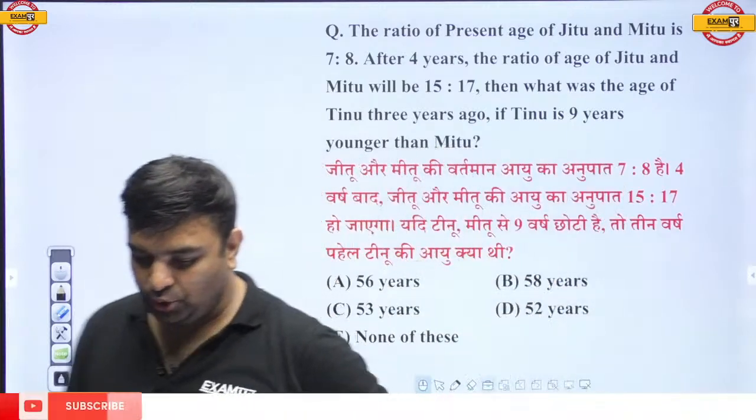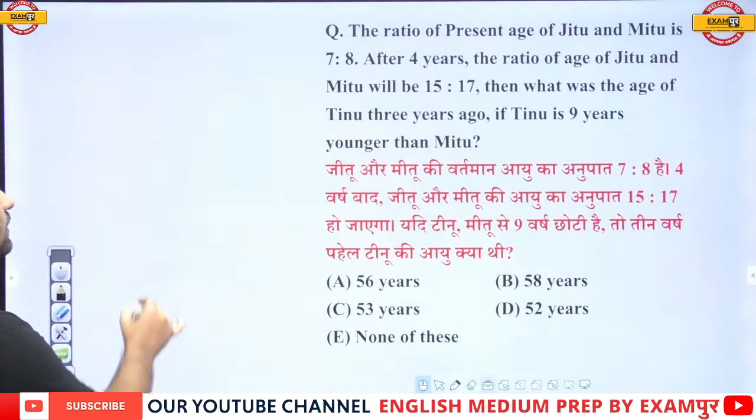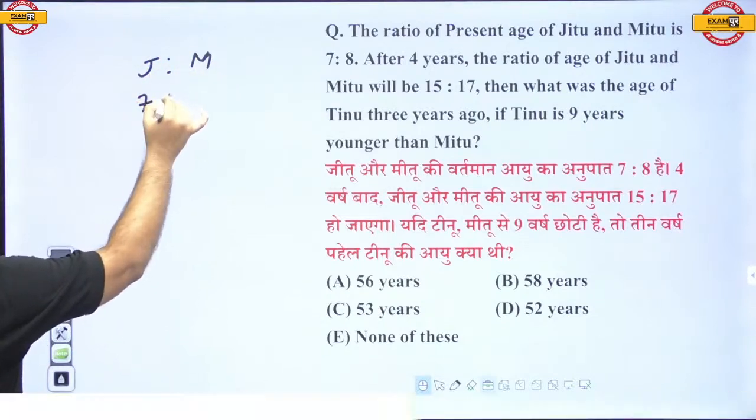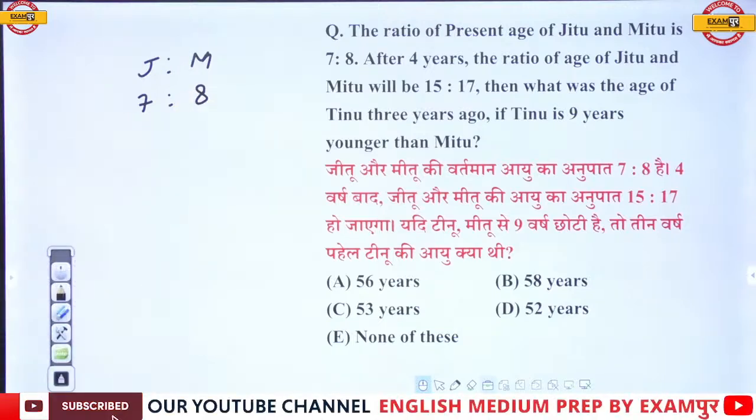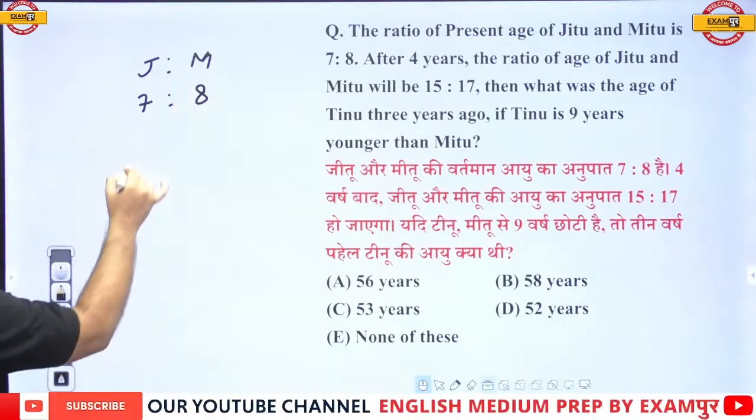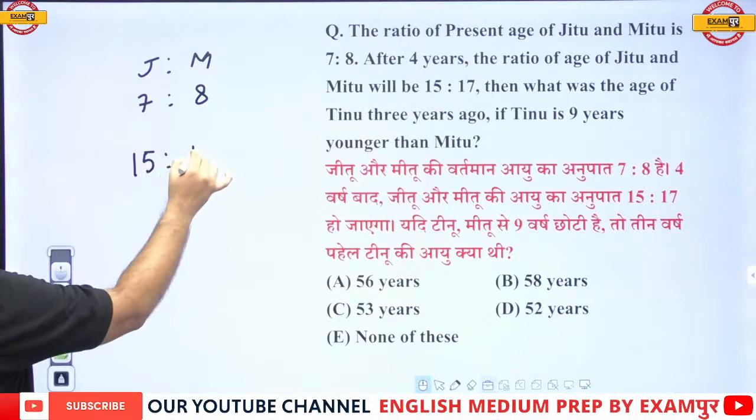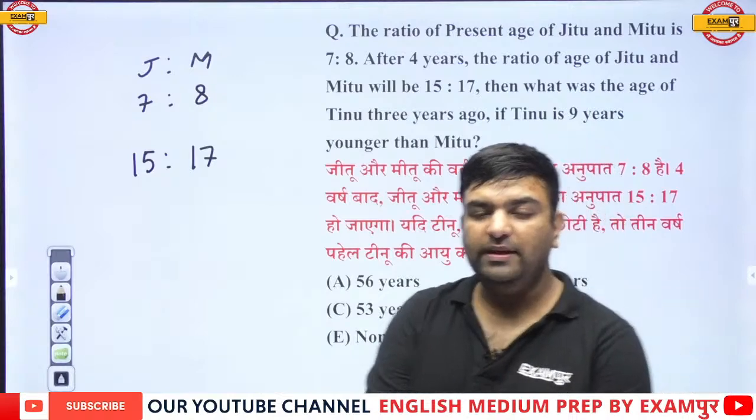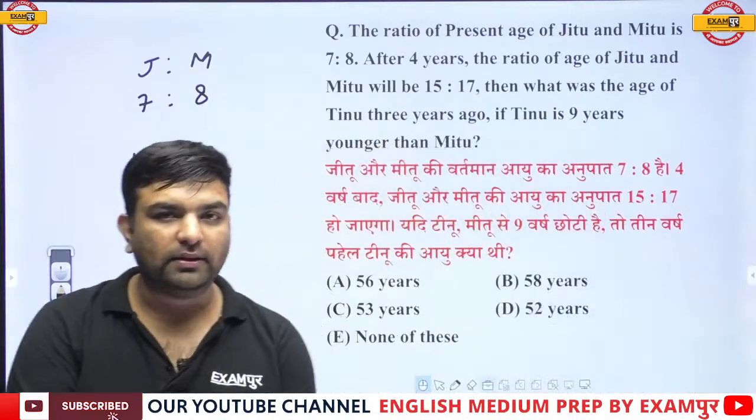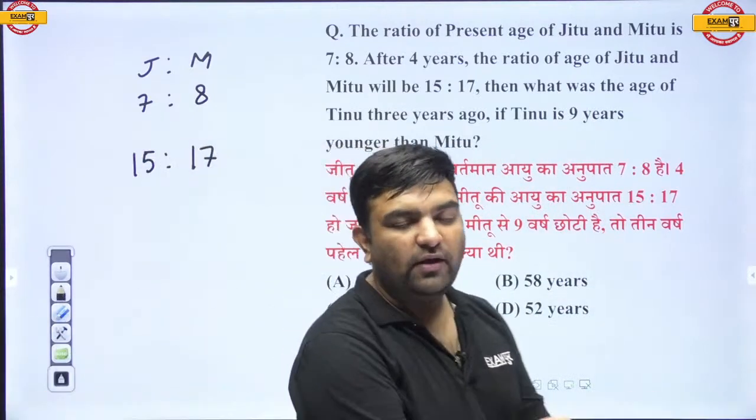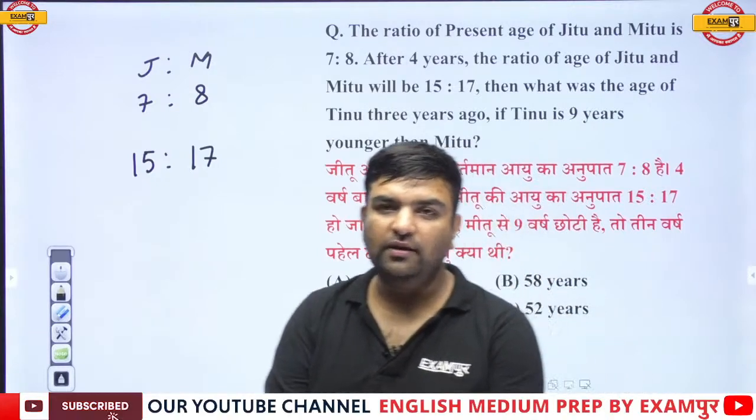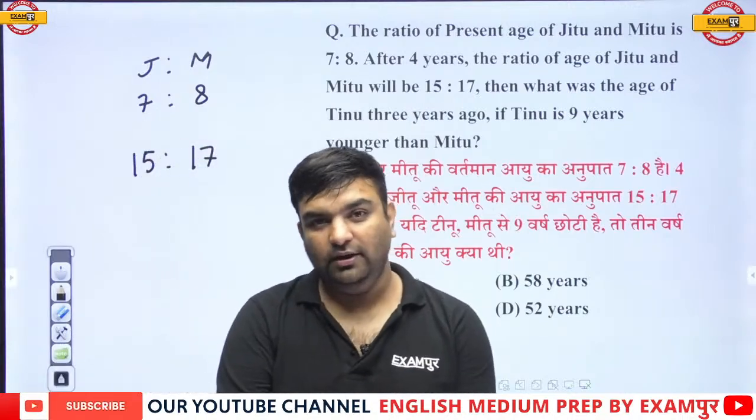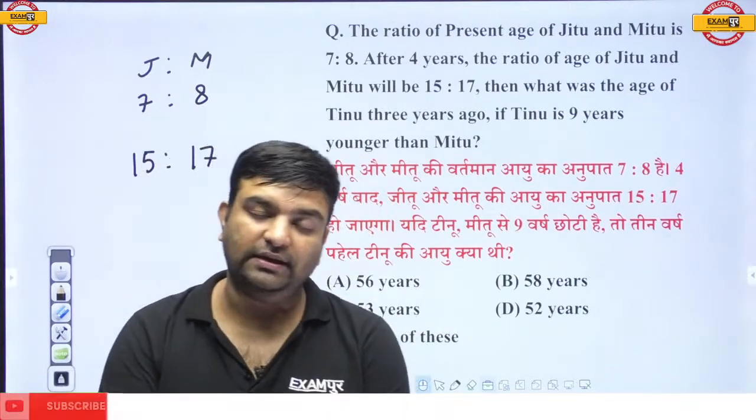Ratio. Question from ratios. Jitu and Mitu's ages are in the ratio 7:8. After 4 years, it would be in the ratio 15:17. You know, the age difference between two persons always remains the same. Like you and your brother or sisters, if you have a difference of 2 to 3 years among yourself, it will always remain 2 to 3 years eternally.